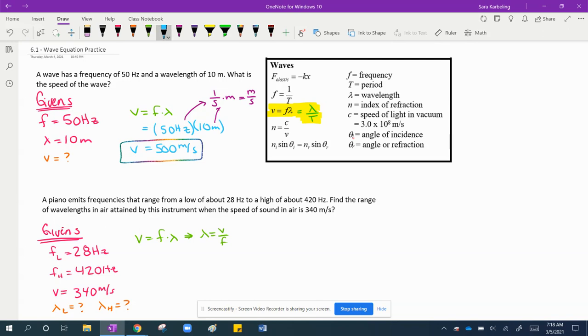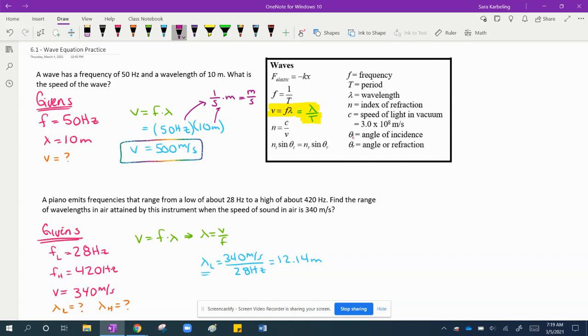So this first one, for f_L, or λ_L, is going to be 340 meters per second divided by 28 hertz. And we can plug that into our calculators. Go ahead and do that with me. So it's 340 divided by 28, which gives us about 12.14. The units here, it's a wavelength. Remember, that means the distance for one cycle. That's going to be in meters.